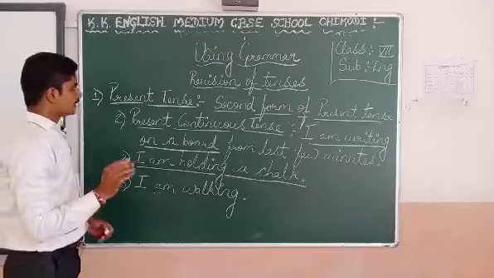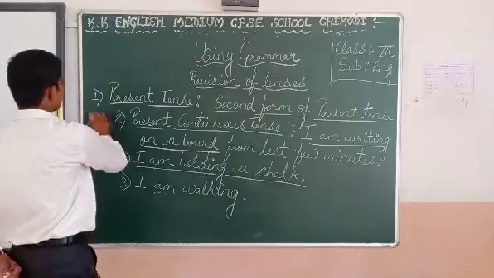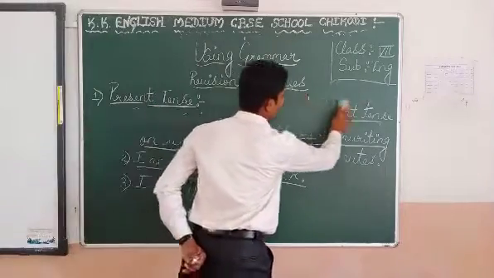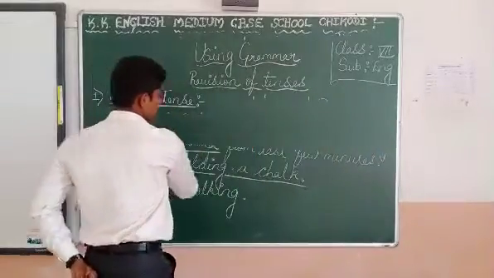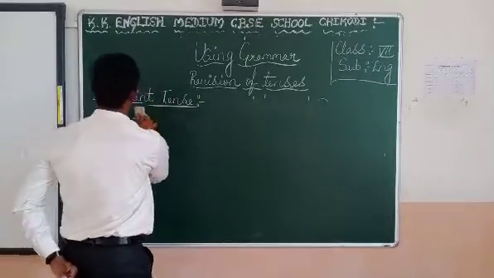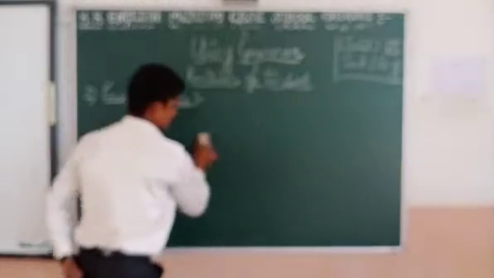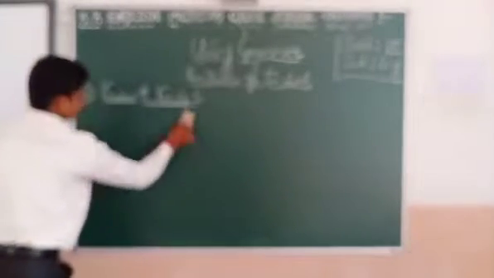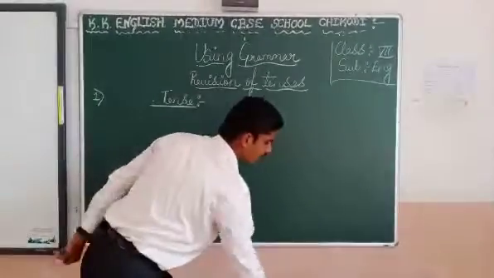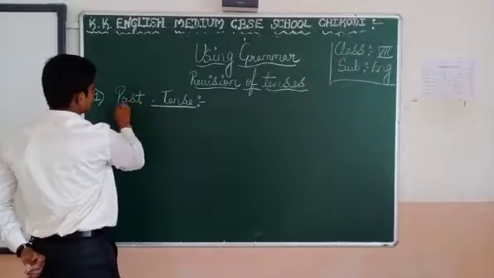Okay. So let's come to another form of the tense. Which is the other form of the tense? It is past tense. So students, you understood what is simple present and what is present continuous tense. Now let's begin with another form of the tense. What is this? It is past tense.